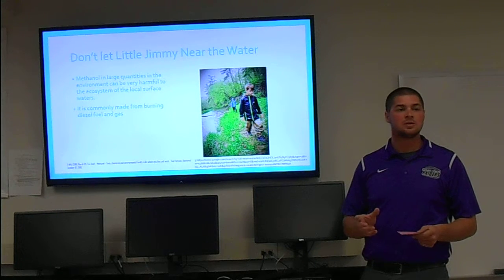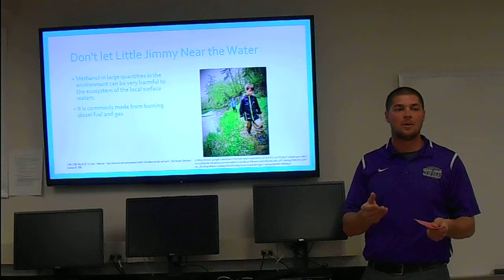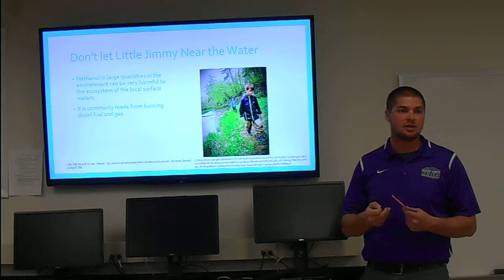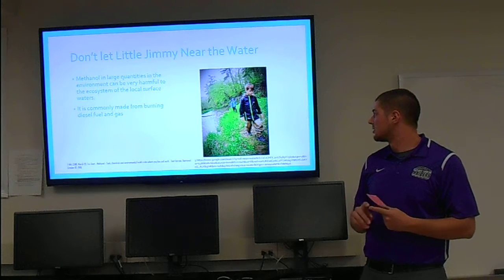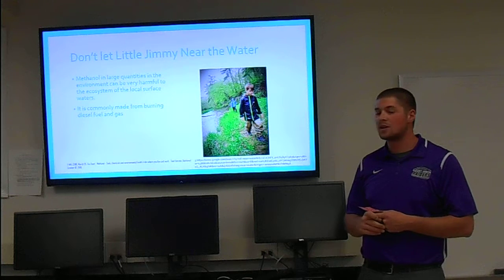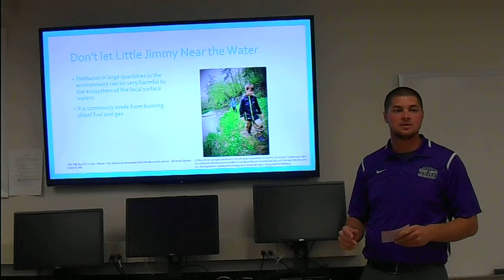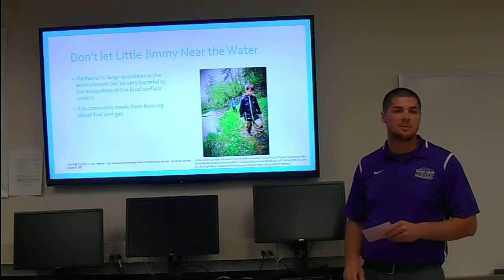So if it harms the ecosystem, it'll kill the fish as well, and then that will harm us because if we're fishing, even indirectly, it won't be good for us. So we need to make sure that we stay away from the creek until it's officially deemed clear and safe to be near it, and make sure that you're not drinking any water that's not deemed safe by the city.